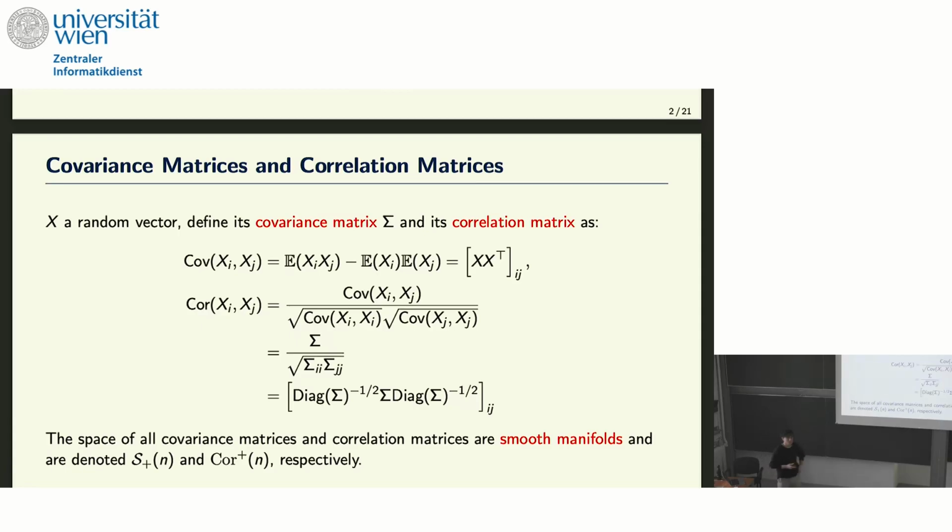Now, how do I build the correlation out of the covariance matrix? Well, I'm simply multiplying left and right my covariance matrix by the diagonal to the power minus a half, which is simply dividing by the product of the standard deviations. Okay, so the spaces of all covariance matrices and correlation matrices are smooth manifolds and are denoted S plus and Cor plus in this talk, respectively.